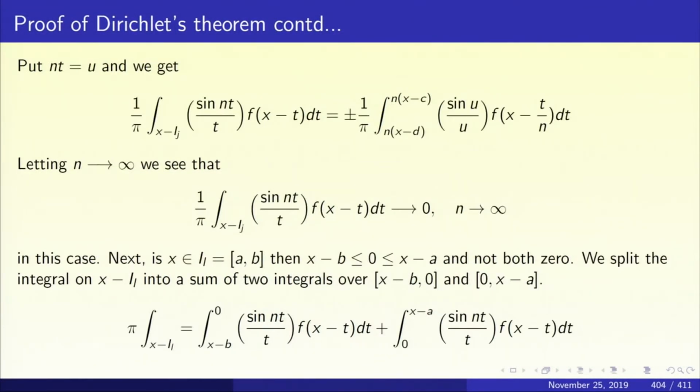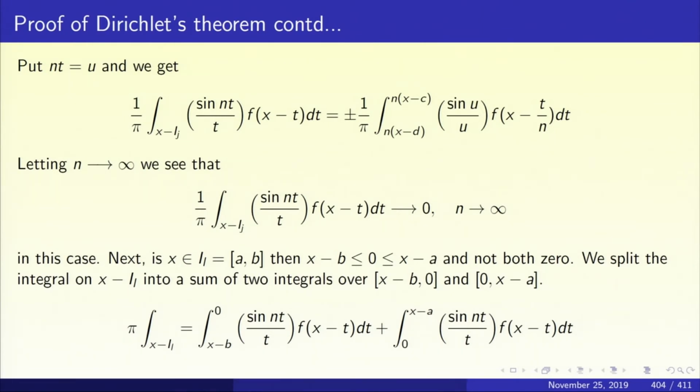We split the integral into two pieces, one from x minus b to 0 and from 0 to x minus a. So, it is pi times integral over x minus I_L equal to integral from x minus b to 0 sin nt by t f of x minus t dt plus integral 0 to x minus a sin nt by t f of x minus t.